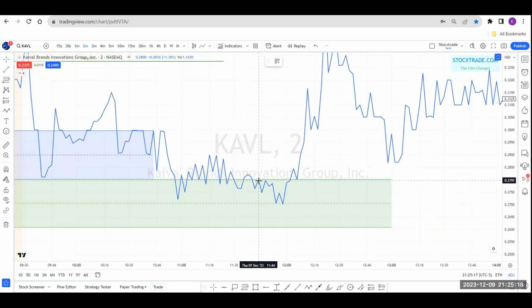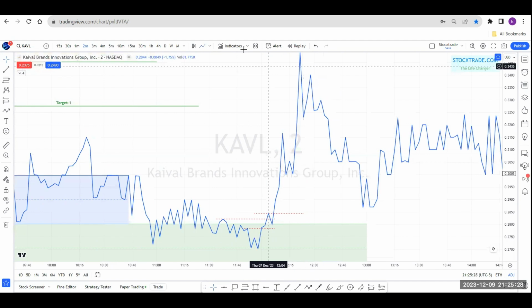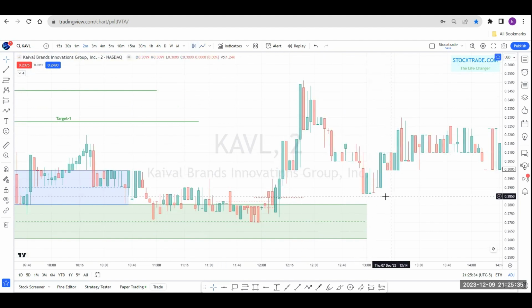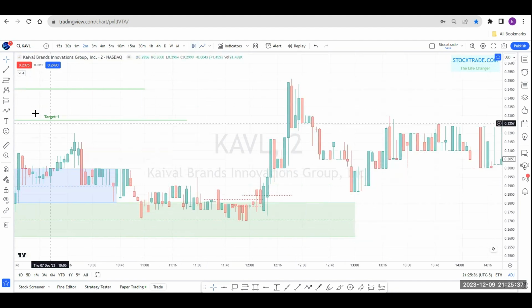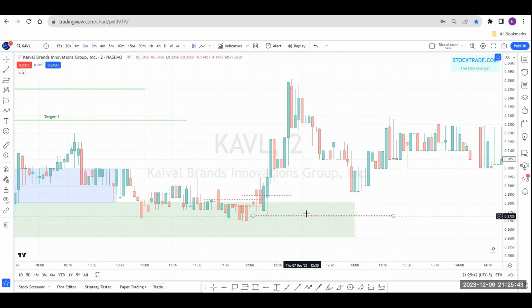If you see, this was your major change of character. I'm not writing anything. This is your change of character, and this was your break of structure. After that, the price created another major break of structure, and then the price came down. If you only trade with this, can you see this? This is your demand zone, extreme demand zone.